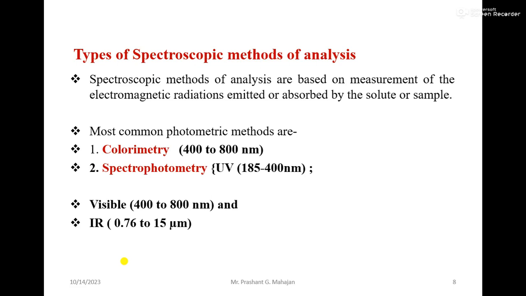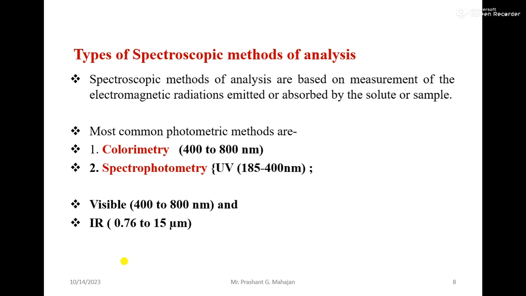Good morning all. Today we are going to discuss types of spectroscopic methods of analysis. Spectroscopic methods are based on the measurement of the electromagnetic radiation emitted or absorbed by the solute or sample. There are two methods for the determination of absorbance of the solution. First is colorimetry and second is spectrophotometry.